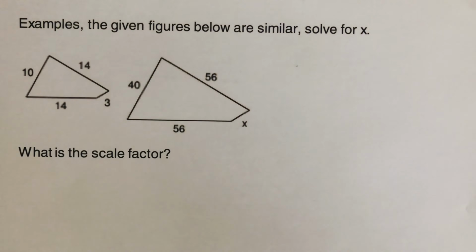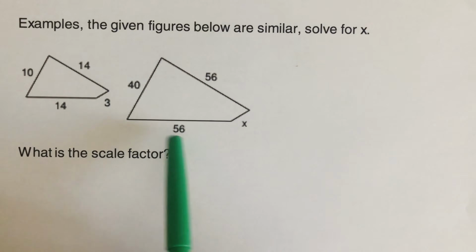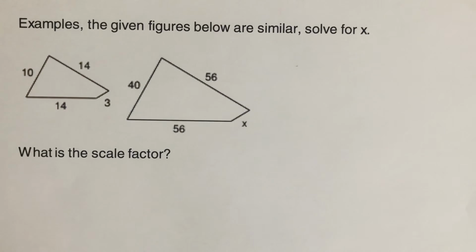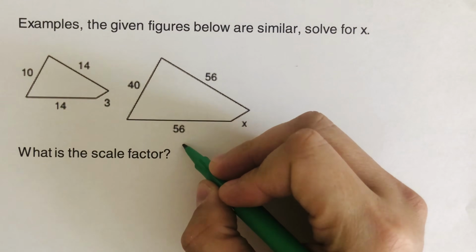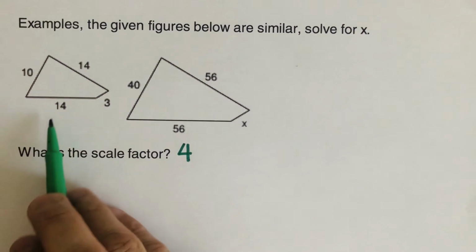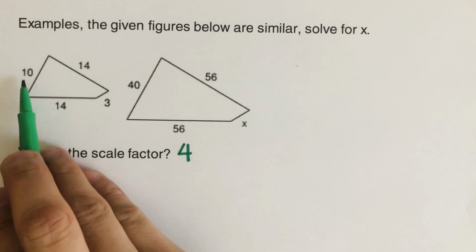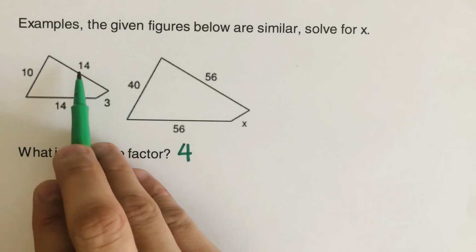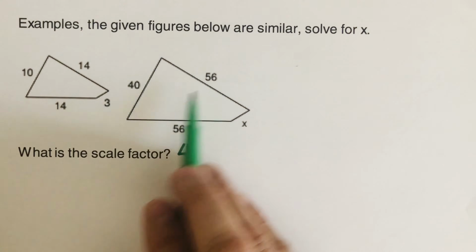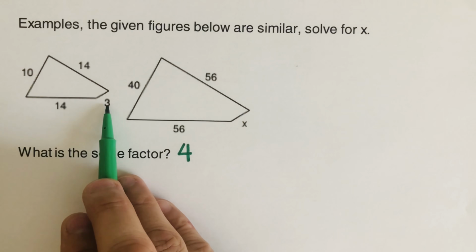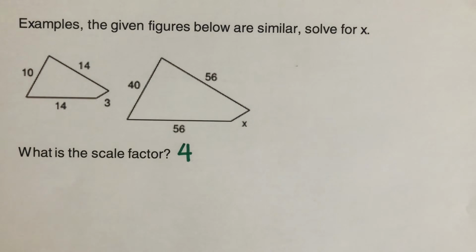Okay, so we go over this. What is our scale factor? From 14 to 56, from 10 to 40, our scale factor is 4. So 14 times 4 is 56. 10 times 4 is 40. So we have 3 times 4 is x. So we can actually solve that from there.